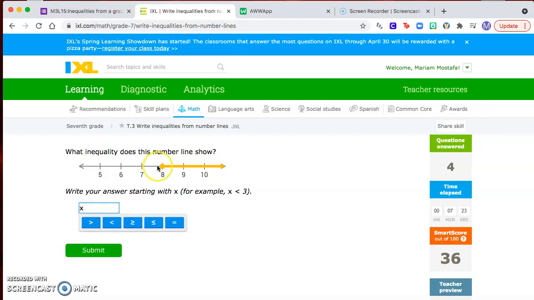The last one I'm going to go over, this is 8, and all the numbers are highlighted that are greater than 8, but also the circle is closed, so that would mean x is greater than or equal to 8. And that's all you gotta do. Pretty simple.